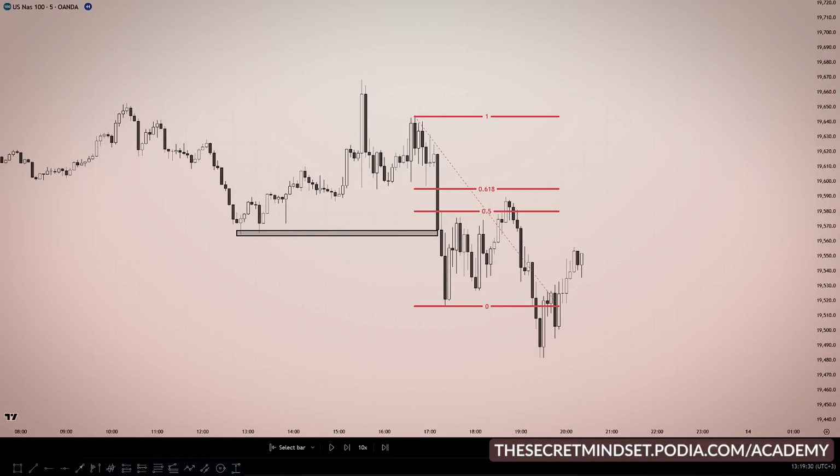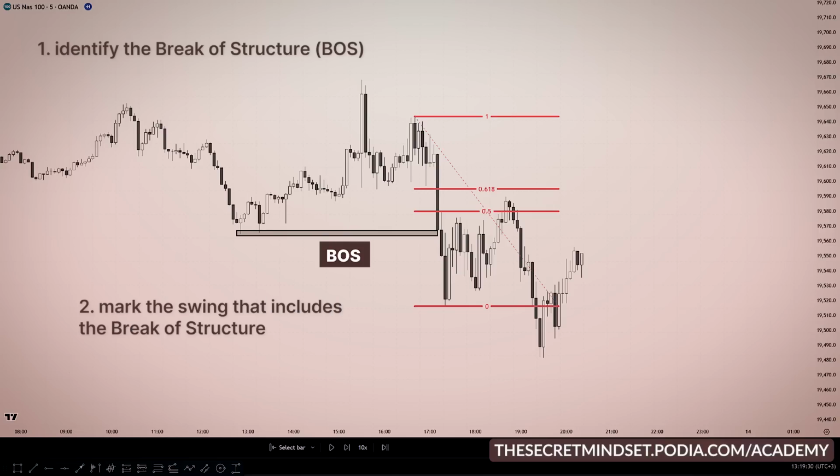This is how to trade this setup. First, you identify the break of structure. Watch for price to break above a significant previous high for an uptrend or below a significant previous low for a downtrend. Once you've identified the break, mark the swing that includes the break of structure from the low to the high in an uptrend or from the high to the low in a downtrend. Then simply draw the Fibonacci retracement.